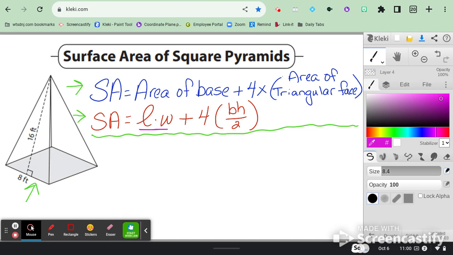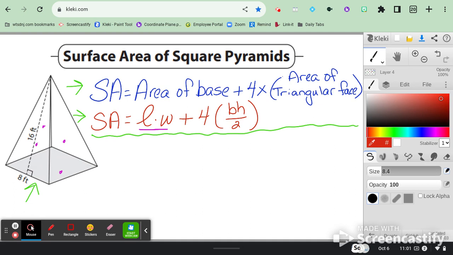I am then going to be calculating the area of each of the four triangular faces. So this would be one triangular face. This would be another. The one in the back would be a third. And the one in front here would be a fourth. So there are four faces that are in the shape of a triangle and one base that is in the shape of a square. And we are going to calculate the area of each of those and basically just add those together. So I'm going to go ahead and get started with our formula and start plugging in.